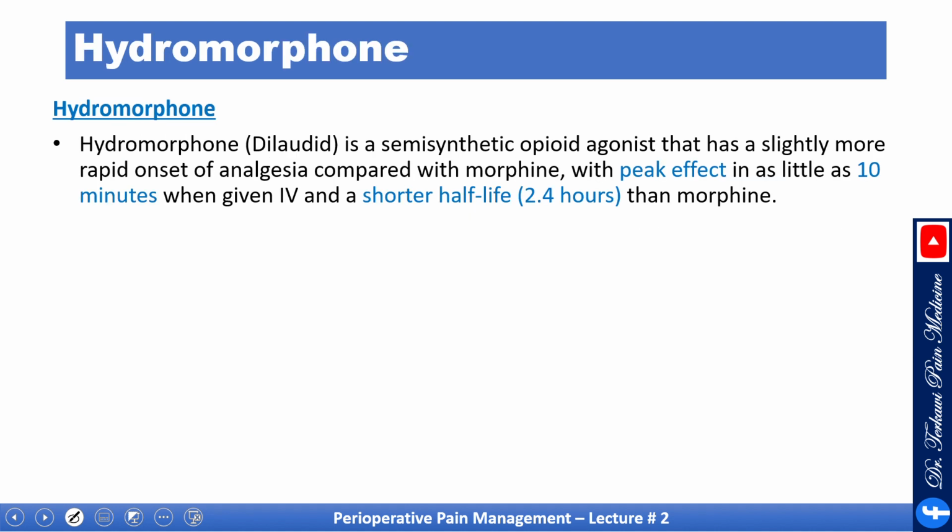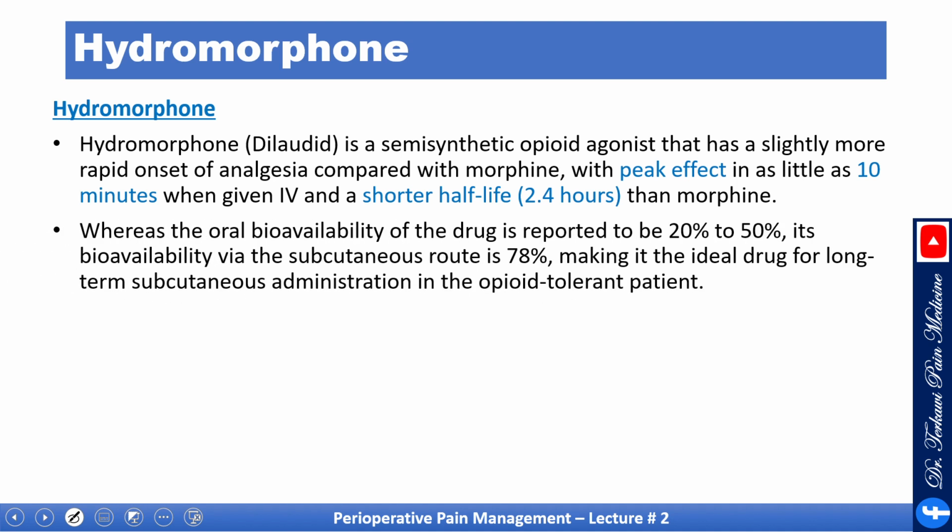Hydromorphone, or Dilaudid, is a semi-synthetic opioid agonist that has a slightly more rapid onset of analgesia compared to morphine, with a peak effect of about 10 minutes when given IV. Shorter half-life, about 2.4 hours. And oral bioavailability of the drug is reported to be 20 to 50%, with more bioavailability if given sub-Q, making it an ideal drug for long-term subcutaneous administration in opioid-tolerant patients.